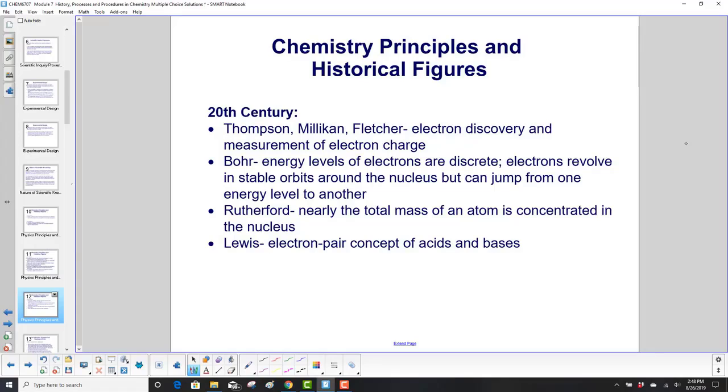Bohr: the energy levels of electrons are discrete. Electrons revolve in stable orbits around the nucleus, but can jump from one level to another. Rutherford: nearly the total mass of an atom is concentrated in the nucleus. And then Lewis came up with the electron pair concept of acids and bases.